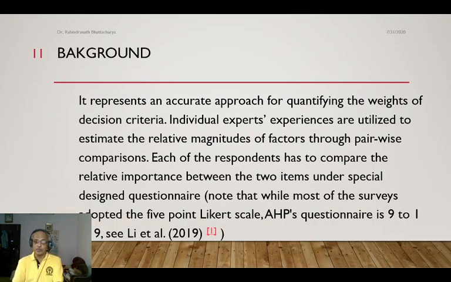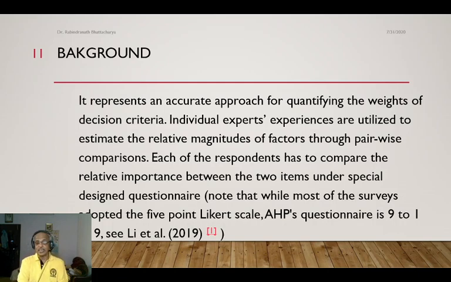Individual experts' experience is utilized to estimate the relative magnitude of factors through pairwise comparison. So pairwise comparison is the basis of the analytical hierarchy process. By doing pairwise comparison, we form a matrix. And each of the respondents has to compare the relative importance between the two items under a special design questionnaire.